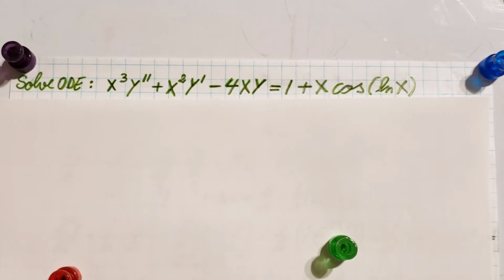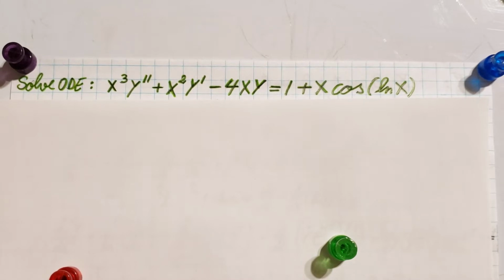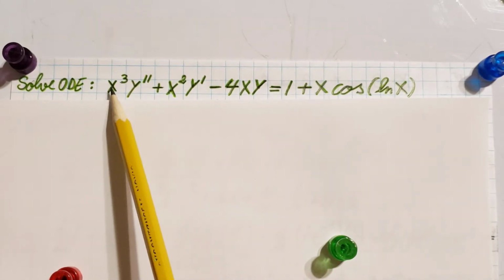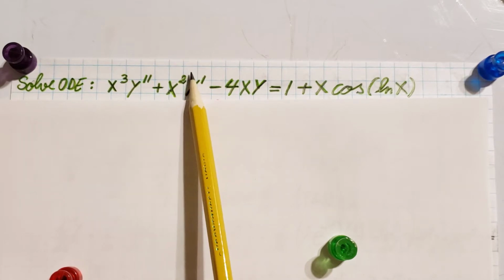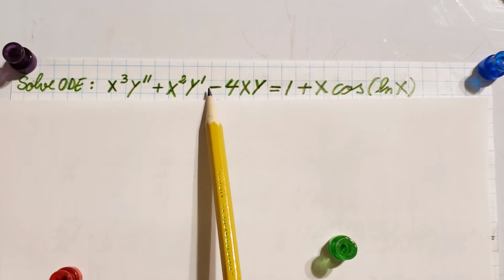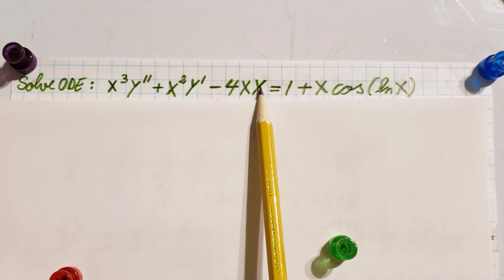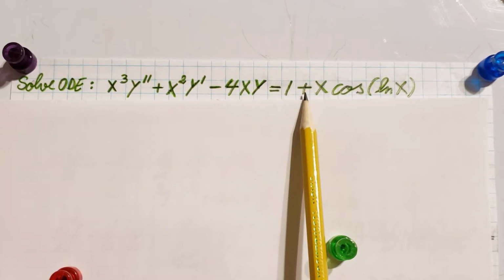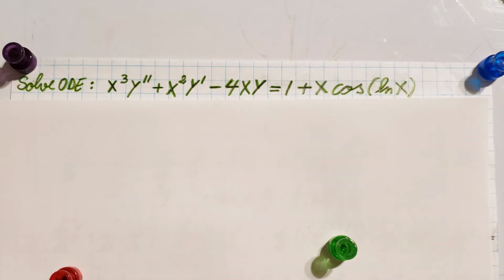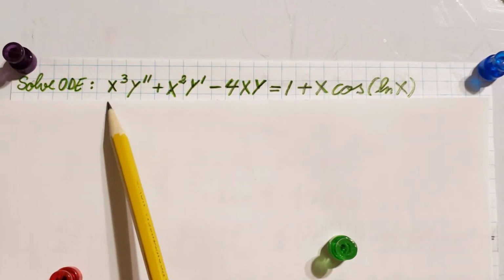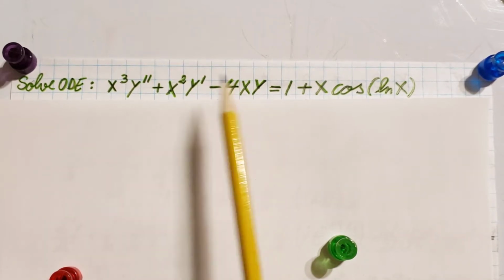All right, here we are dealing with an ODE, ordinary differential equation, and we have x to the third y double prime plus x squared y prime minus 4xy equals 1 plus x times cosine of ln x. Okay, so the first thing that we should notice is that we do not have constant coefficients.